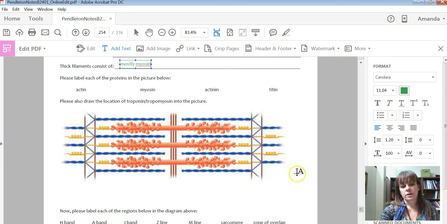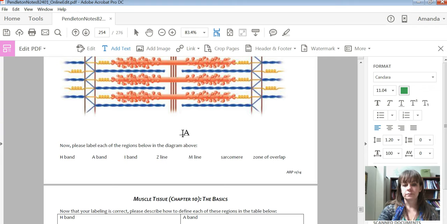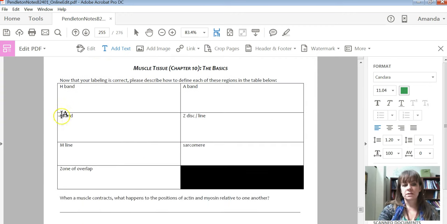And then here's a picture. It's very similar to what you've seen before, but I want you to see if you can first label the proteins: actin, myosin, actinin, titin. Okay? And then see if you can label the regions: H band, A band, I band, Z line, M line, sarcomere, zone of overlap. Also make sure you can describe these things in your own words. Okay, so for example, an H band is going to be the region in which myosin is present, but not actin. Okay, so see if you can explain these in your own words.